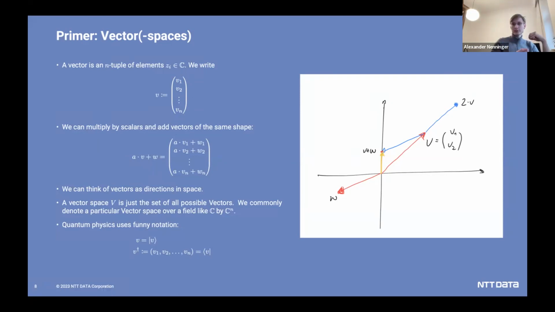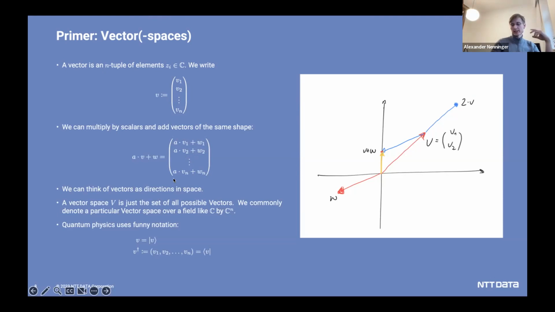We define two operations on vectors. Basically, we can still add vectors, and that happens component-wise. If you want to add vectors V and W, you take the first component of V, add it to the first component of W, take the second component of V, add it to the second component of W, and so on. That's addition.